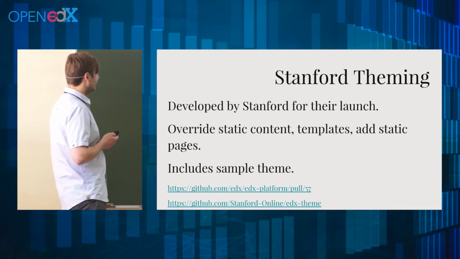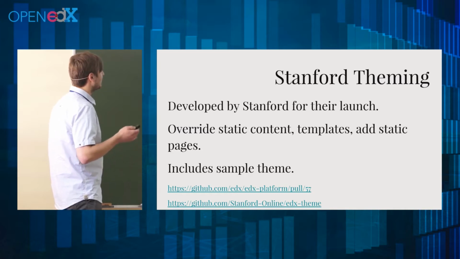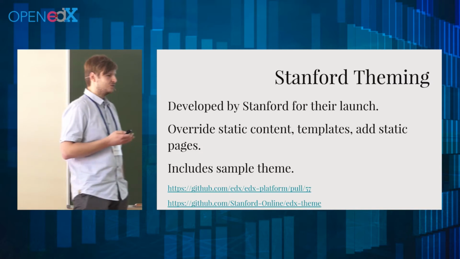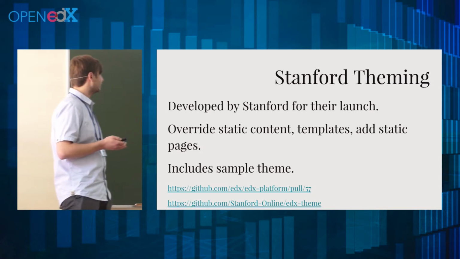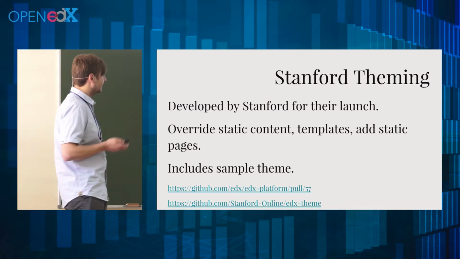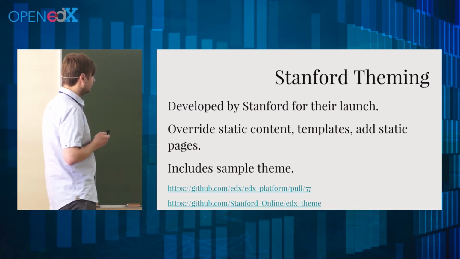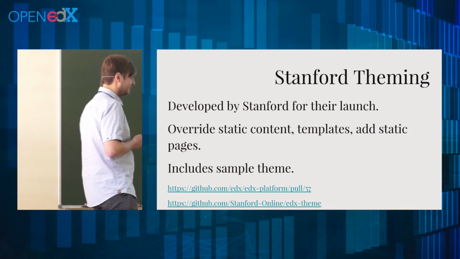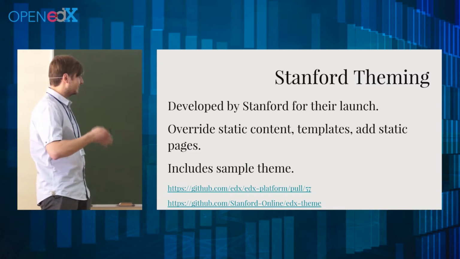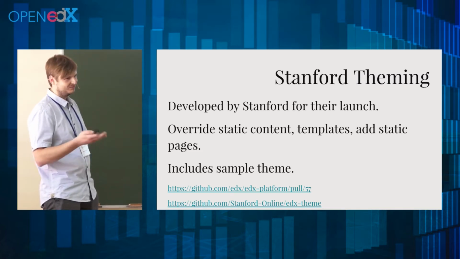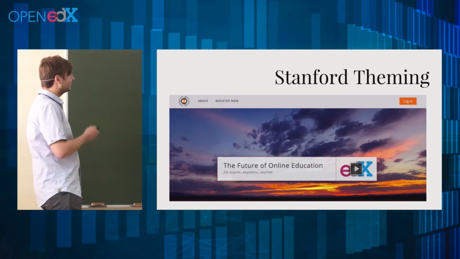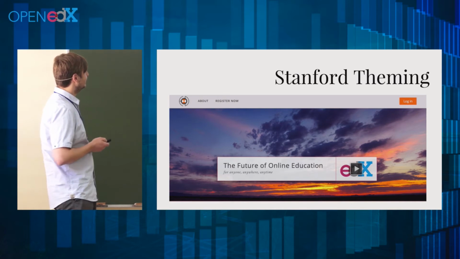It would let you override static content such as images, templates, Django or Mako templates, and it would let you add custom static pages. Stanford developed a sample theme that they put on GitHub, and the common workflow when you were developing a new theme was that you would fork this repository and make your changes and develop your custom theme on top of the sample theme. This is what the sample theme looked like.